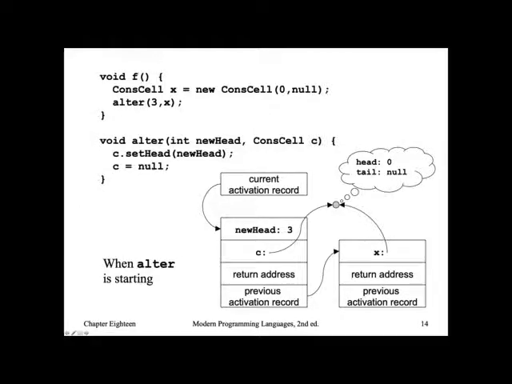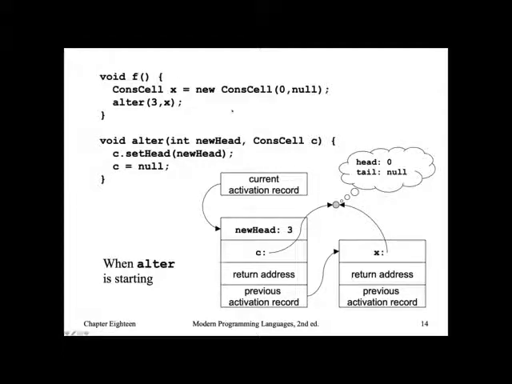Now here's the function alter. I'm going to pass 3 and x, okay? Alter wants two things. It wants a new head, and it wants this const cell. It's going to call the first one new head, and it's going to call this one C, okay? This ought to be reasonably comfortable to you.